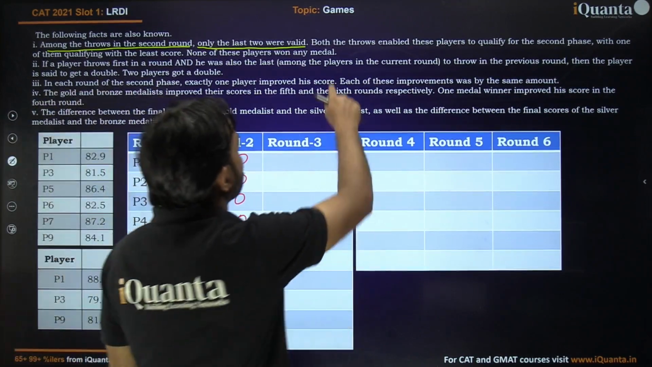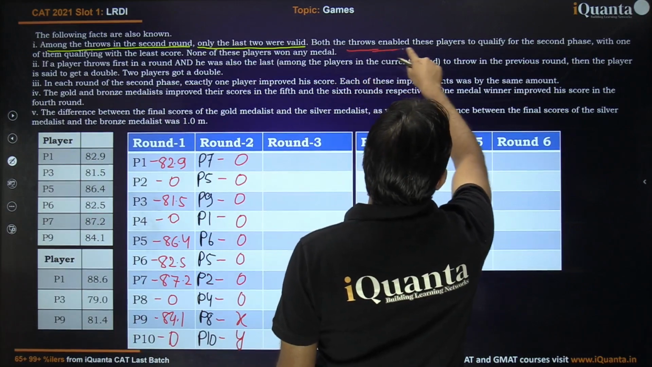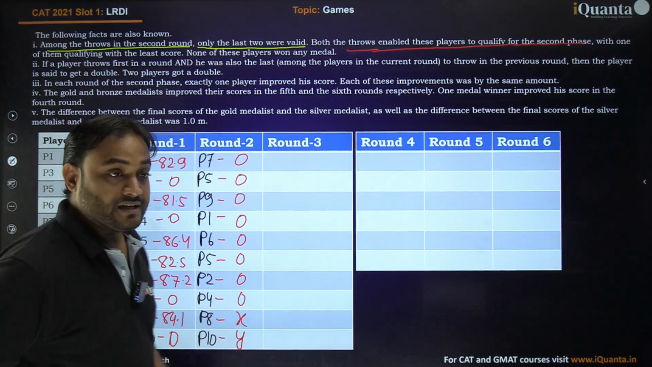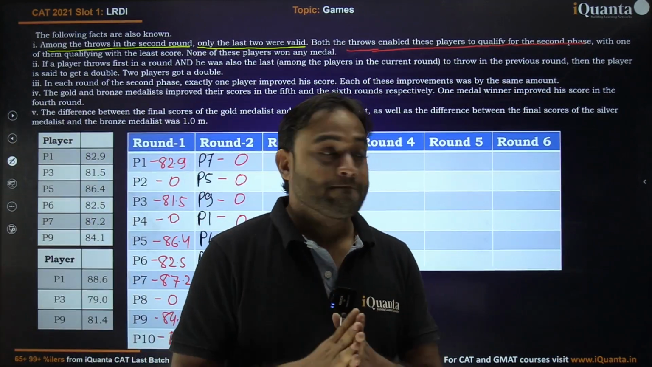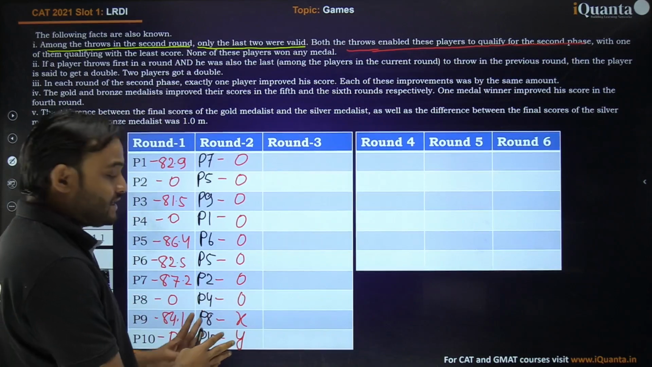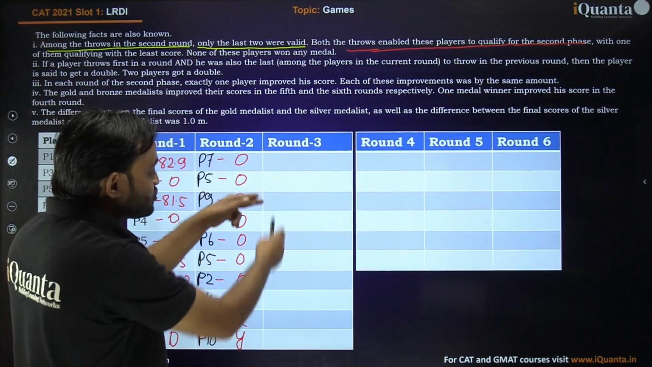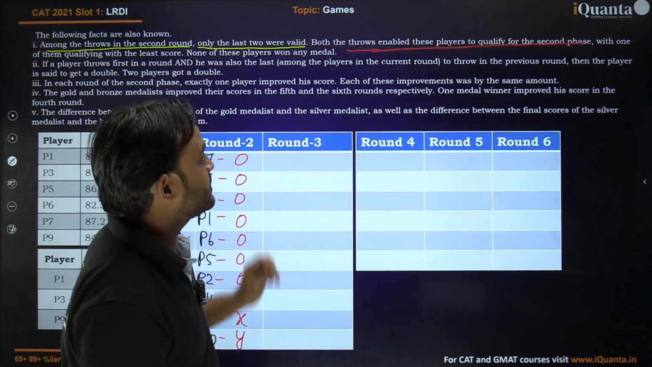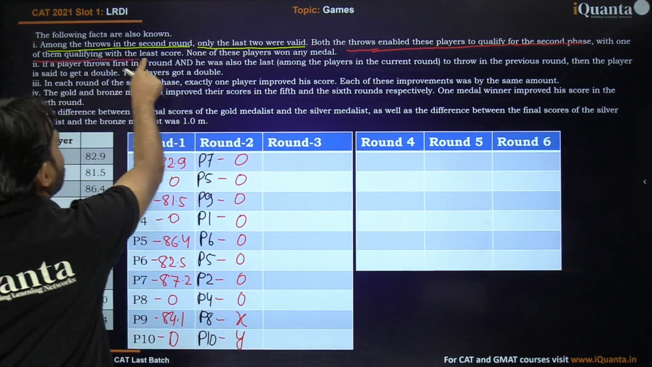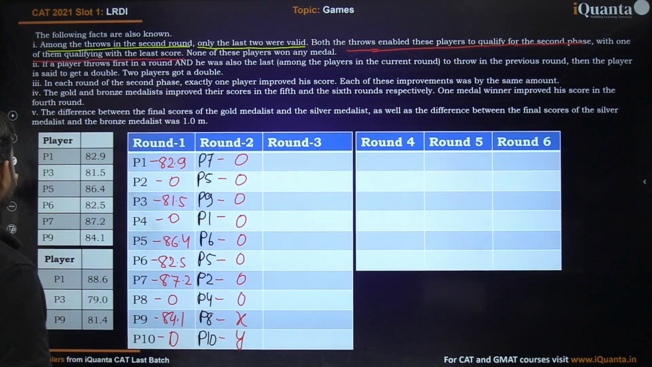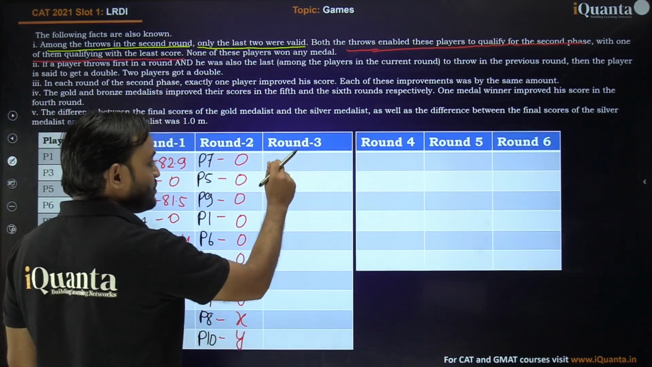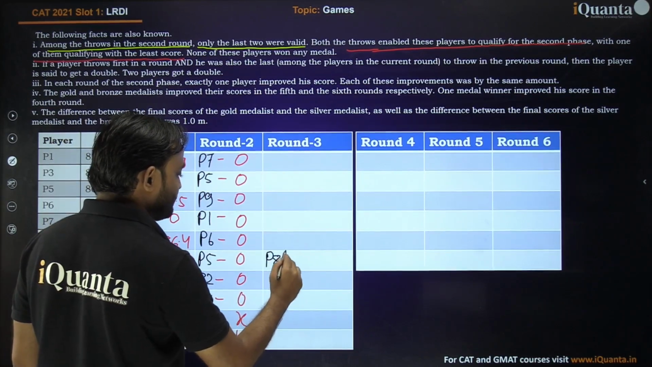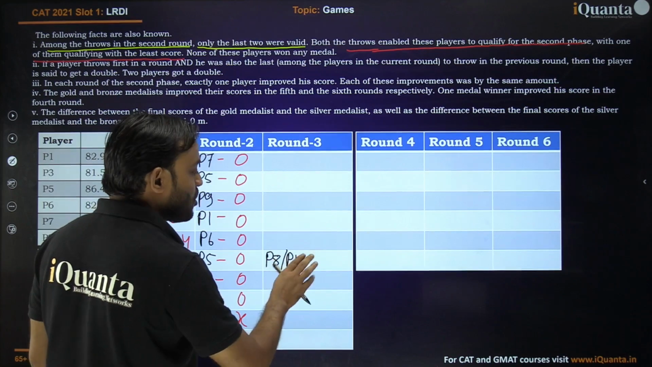It says both the throws enabled these players to qualify for the second phase. It means for P8 and P10, this X and Y distance was so good that it got them into the top 6. And that's why they qualified for the next round. One of them qualified with the least score, meaning P8 or P10, one of them got the 6th rank. 1, 2, 3, 4, 5, 6. So we can say P8 or P10 got the 6th rank.